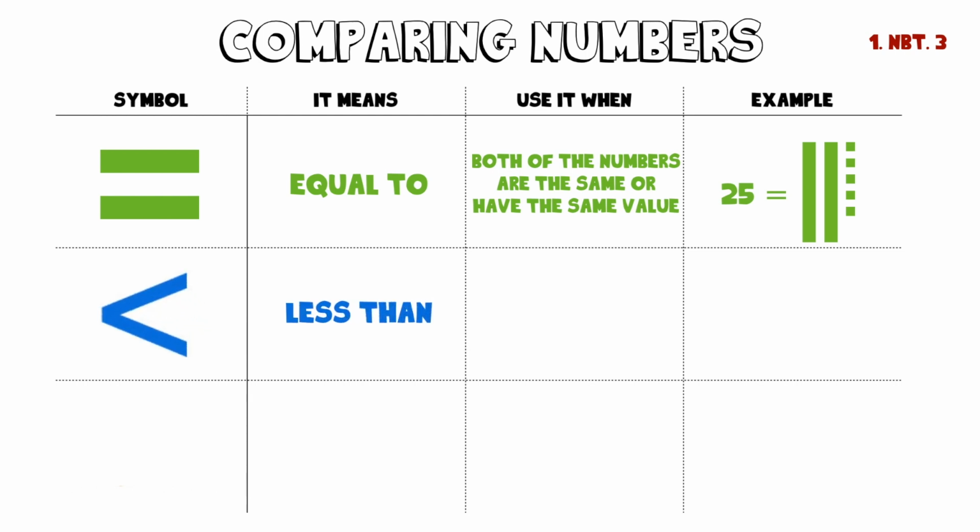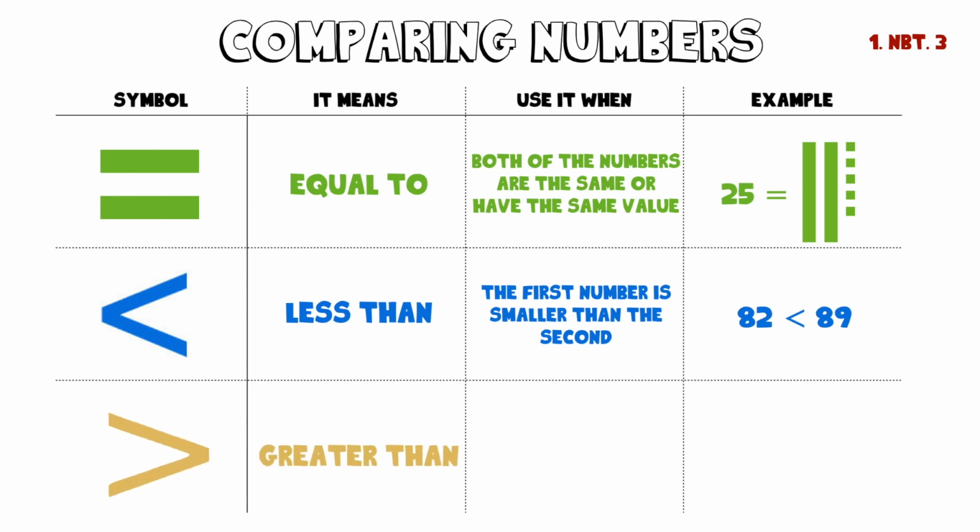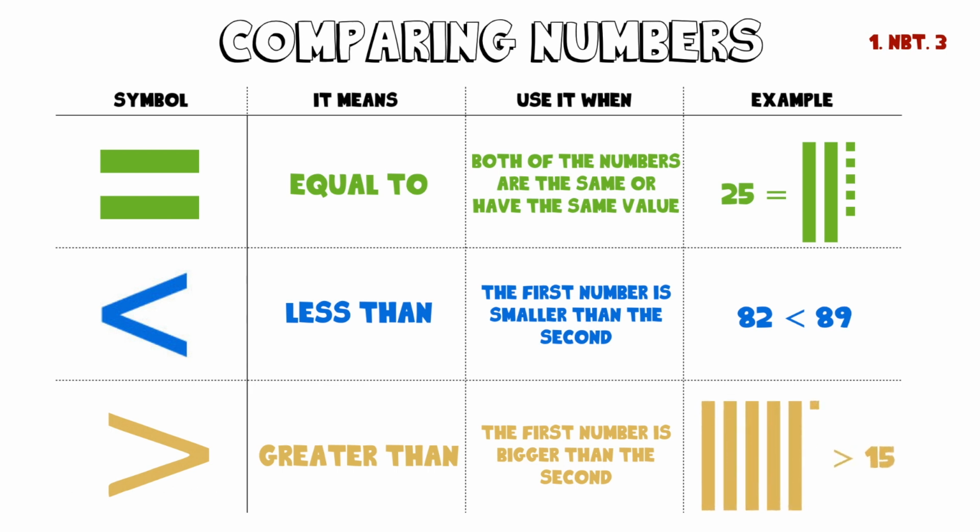The next symbol is the less than sign, and we use it when the first number is smaller than the second. For example, 82 is less than 89. Our last symbol is the greater than sign, and we use it when the first number is bigger than the second. For example, the first set of base 10 blocks represents 51, and 51 is greater than 15. Now I will teach you how to use these symbols.